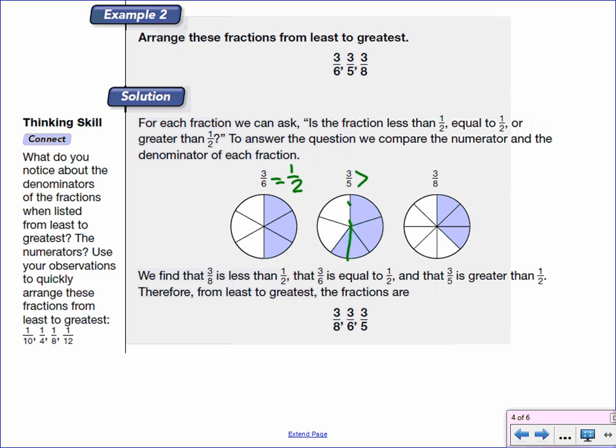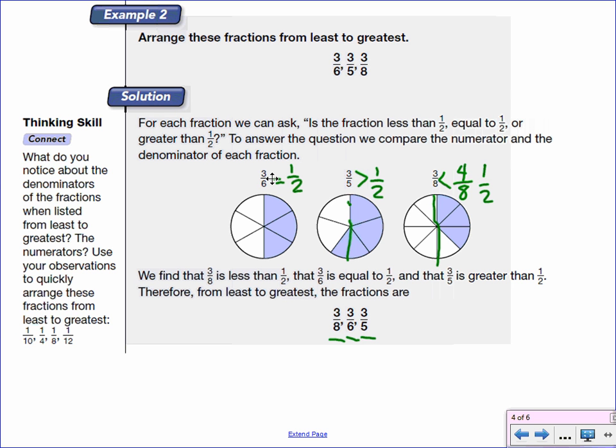And if you think about that, half of 5 is 2.5. 3 is greater than that. And then 3/8, again, if I put that half line down the middle here, 3/8 is less than 1/2. Because that would be 4/8, which is the same thing as 1/2. So, order from least to greatest, we would put the one that's less than 1/2, 3/8, then the one that's equal to 1/2, 3/6, and then the one that's greater than 1/2, 3/5.